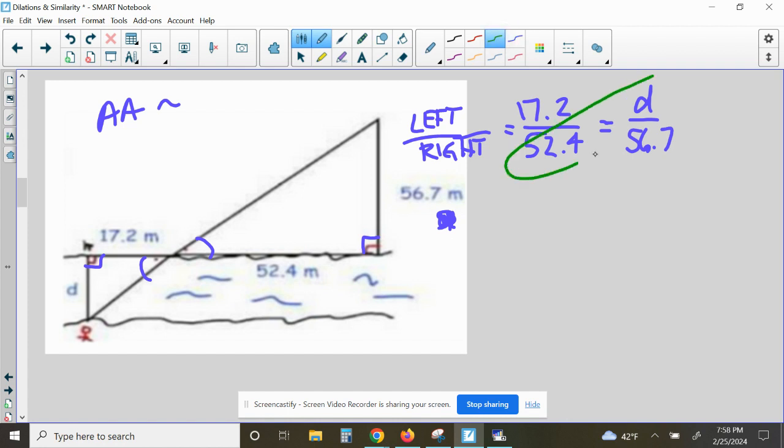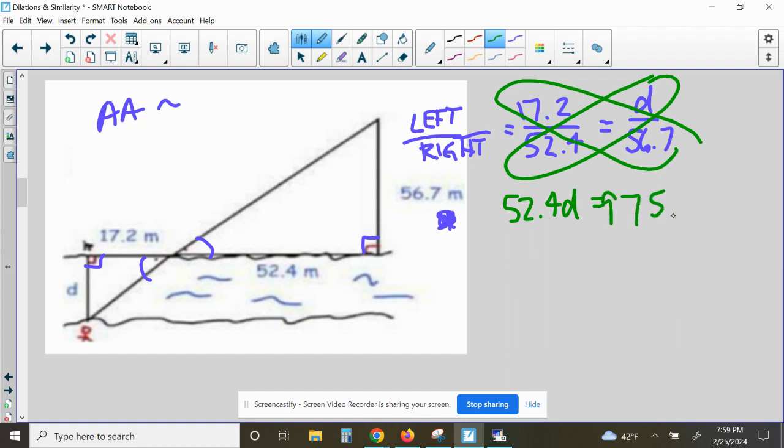And then we just have to crisscross multiply. So we multiply those together. That's 52.4D is equal to the other side. Let's see, we got 17.2 times, you should be doing this on your calculator. Let's see, I got 975.24.